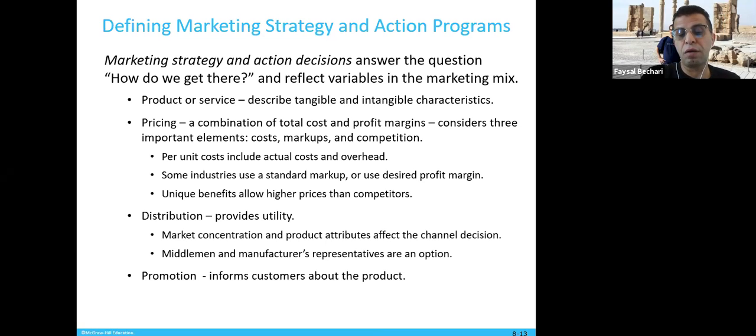Distribution is very important. You need to know how you're going to distribute it. Are you going to use different channels? Are you going to use a main, big channel? Market concentration and product attributes affect the channel decision. Who's your middleman? Whether you're going to have a middleman, and a manufacturer's representative is an option. And then you talk about the promotion, to inform the customer about the product: how you're going to inform them, what's the way of informing them.